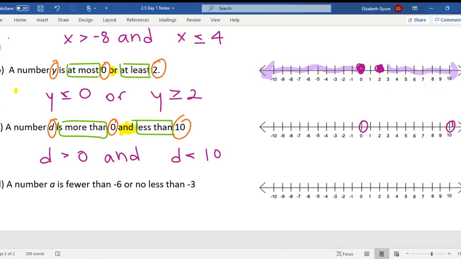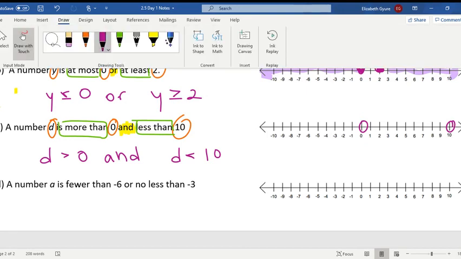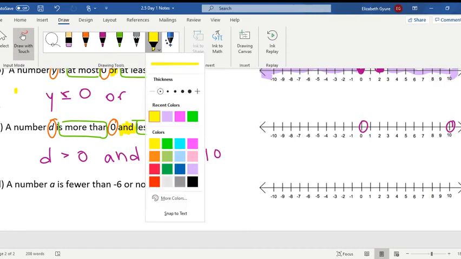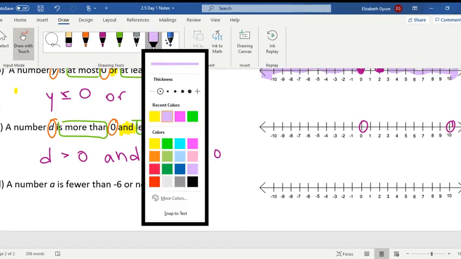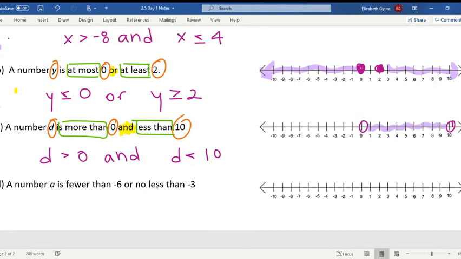Now, this is an and inequality. So class, not just Jaden, class, if it is an and inequality, where do I shade? The middle. There are 3 people in class, 4 people in class.